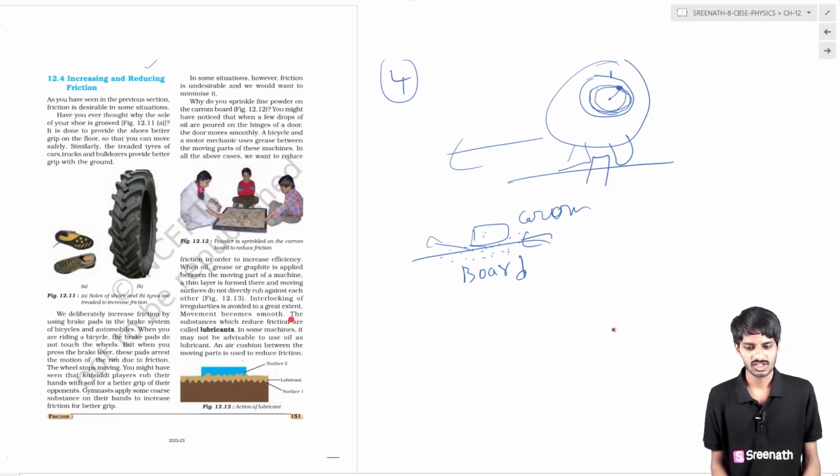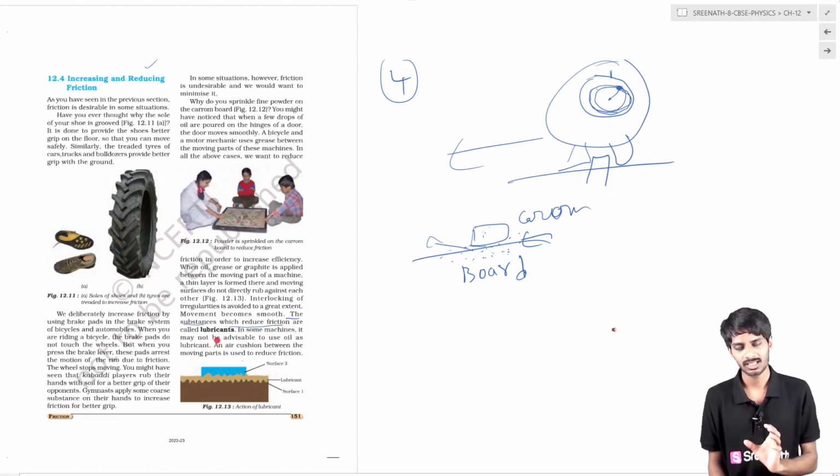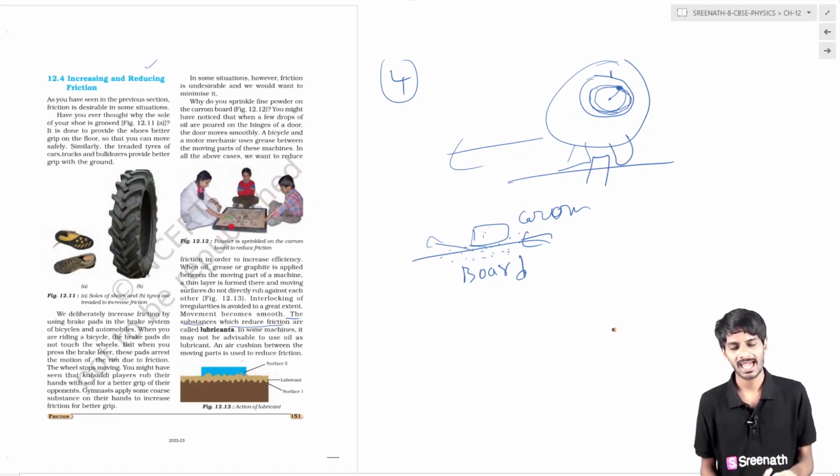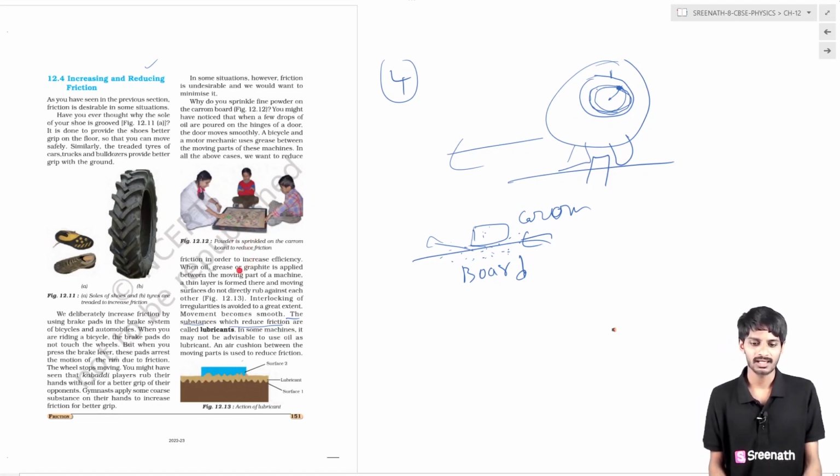So what do lubricants mean? The substances which reduce friction are called lubricants. Here powder is the lubricant which is reducing the friction. So in the carom board we use powder as a lubricant to reduce the friction between the caroms and the board. Okay. So basically, in order to reduce friction, we use lubricants.